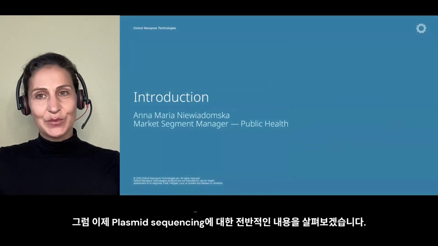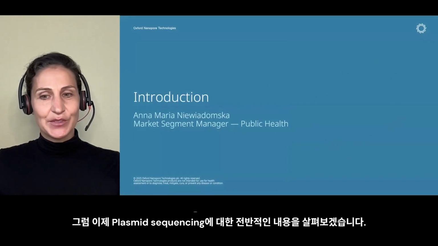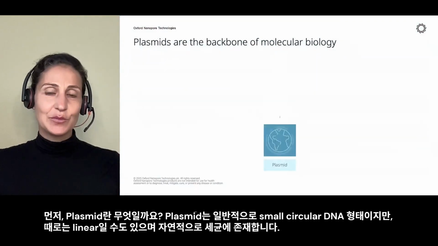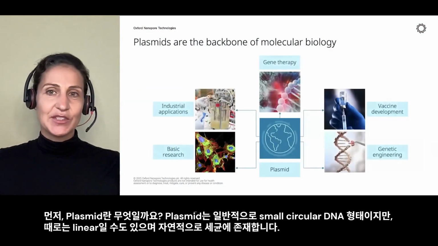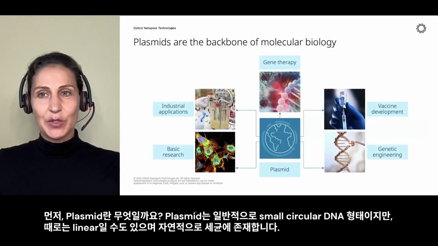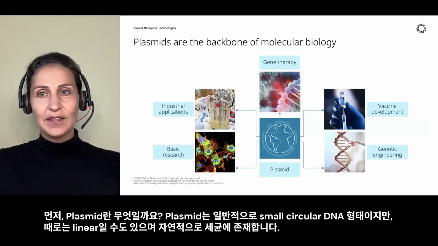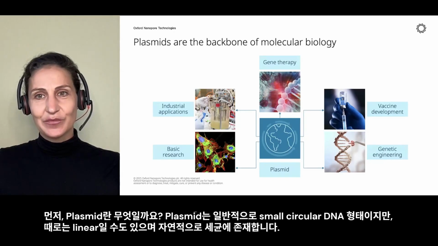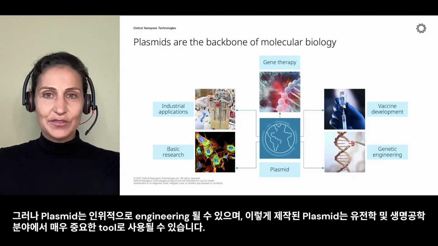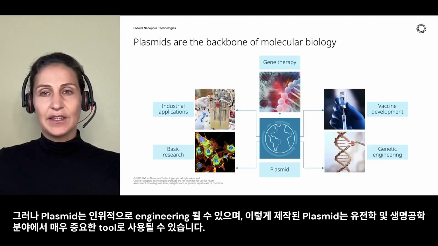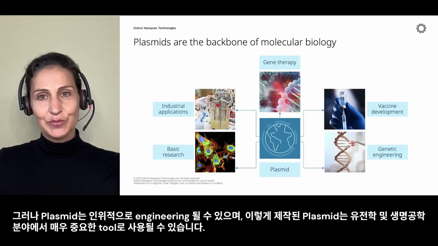So let's get started with a general introduction to plasmid sequencing. First of all, what are plasmids? Plasmids are typically small, circular DNA molecules, although they can sometimes also be linear, and they exist naturally in bacteria. However, they can also be artificially engineered, and then they can be used as critical tools for genetics and biotechnology.